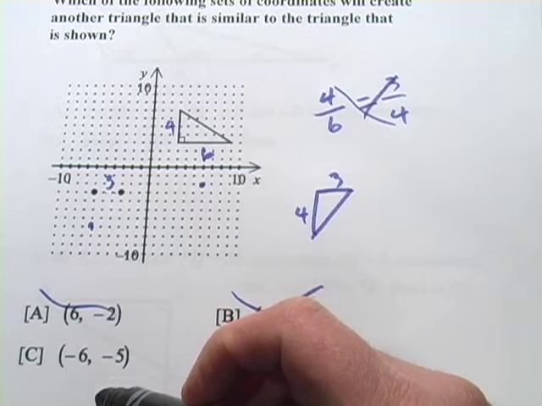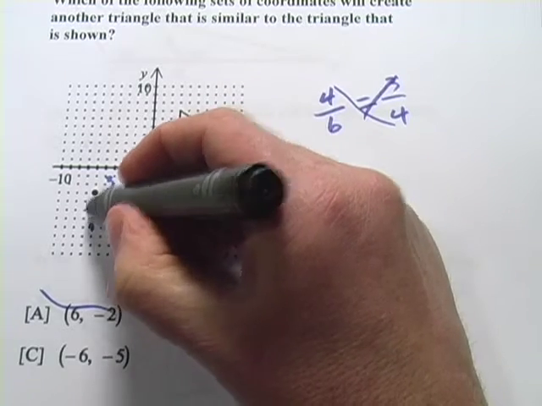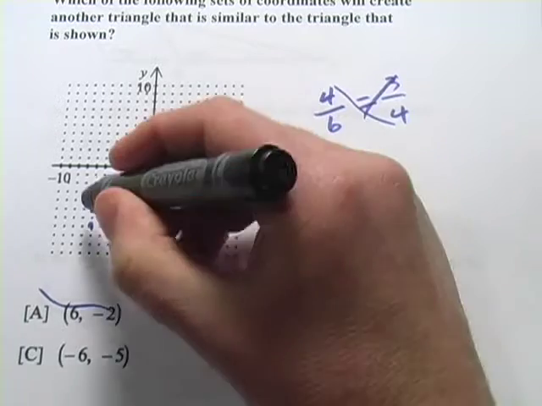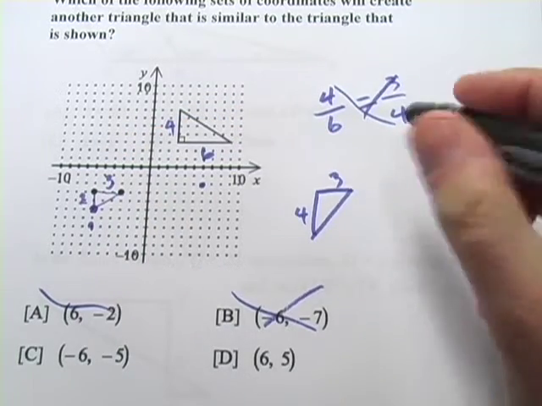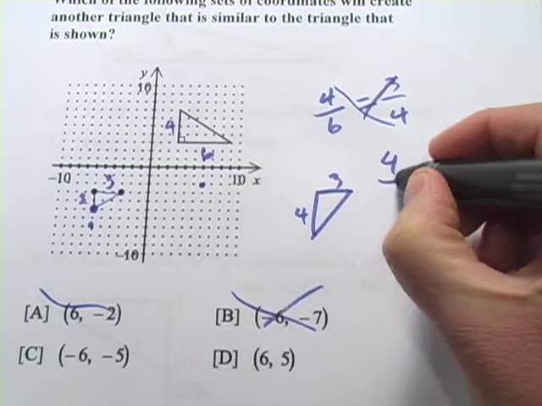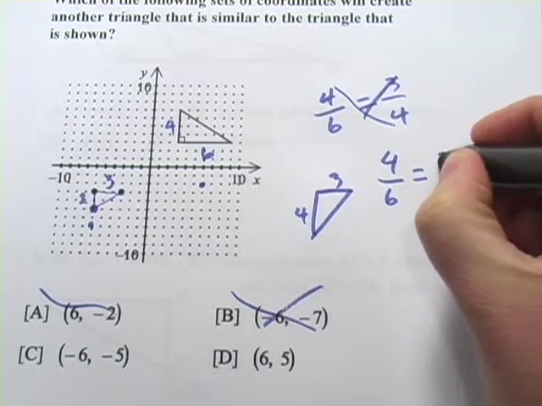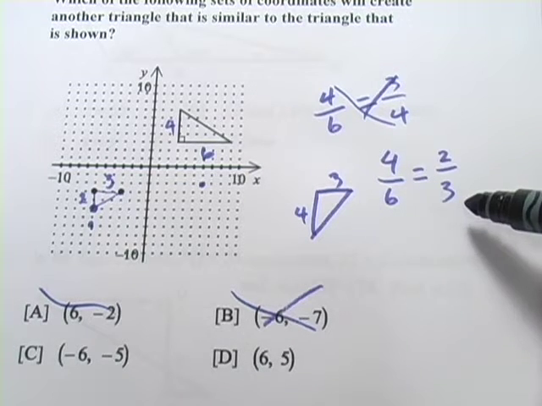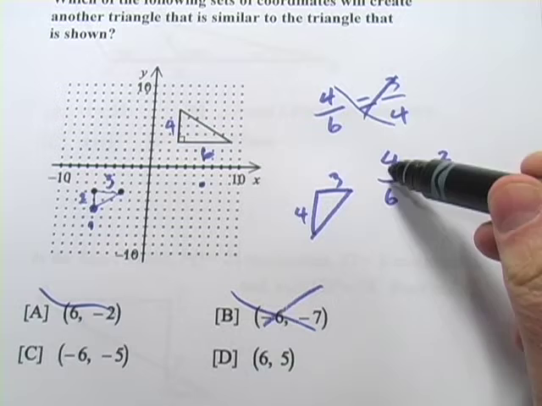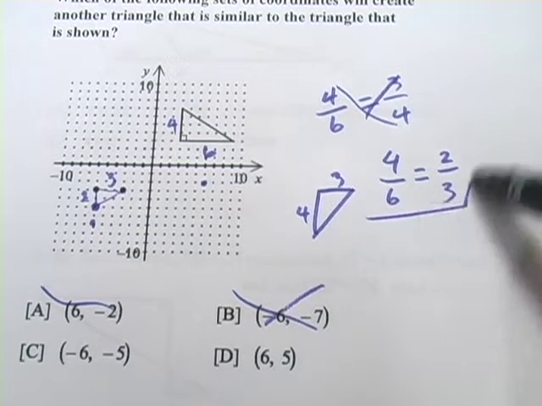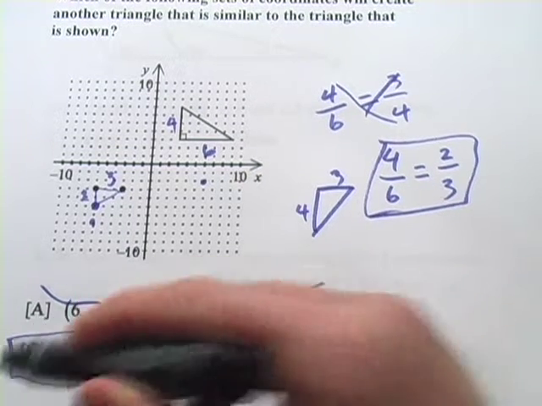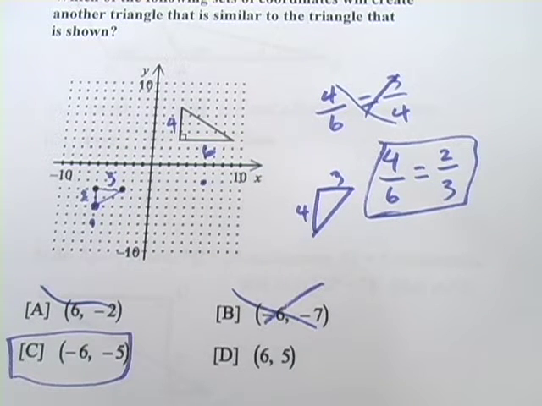Let's try the next one, -6, -5. That's going to be right here. So we'd have this triangle. And that's got a side of 3 and a side of 2. And then if I do the same thing, short side over long side from my original triangle and short side over long side from my new triangle, what I get is something that's equivalent, that's equal. So 4/6 is 2/3. So these triangles have proportional sides. That means they are similar. So C is our answer. So that's a little bit of work with some similar triangles.